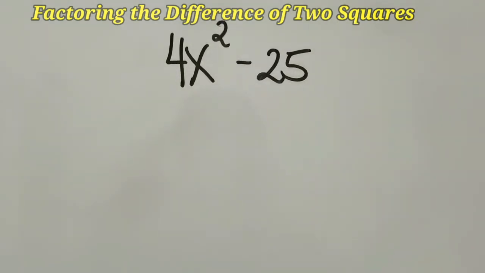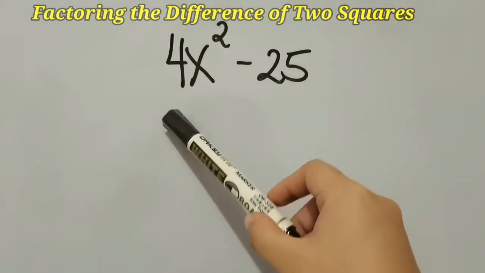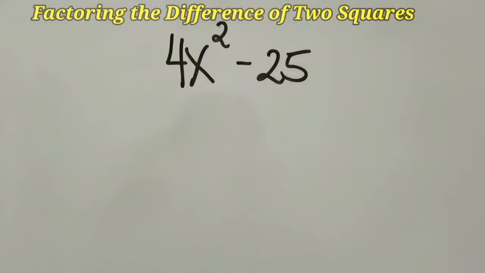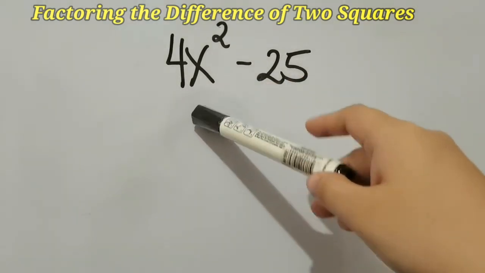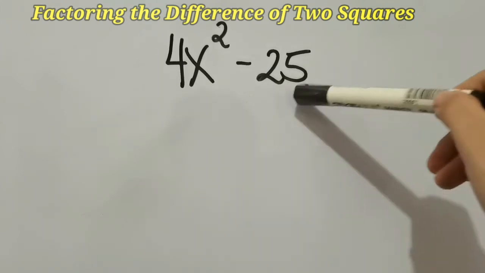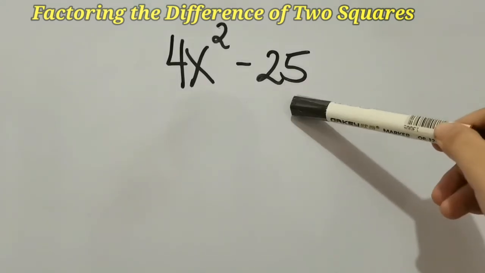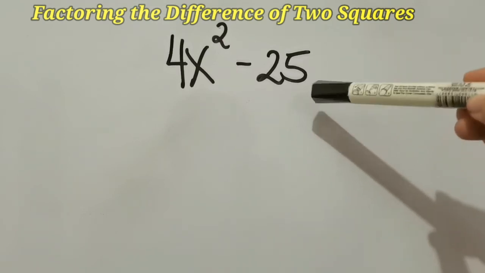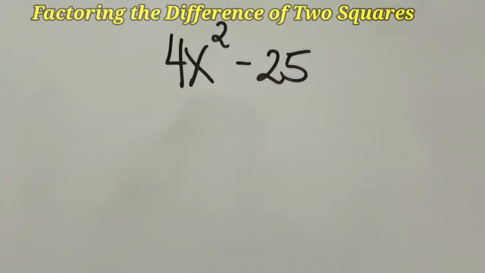4x squared is the first term and negative 25 is the second term. Are they perfect squares? 4 is a perfect square, x squared is also a perfect square. Why? Because x times x is x squared, and 2 times 2 is 4. How about 25? 5 times 5 is 25. Okay, so that is the first condition.